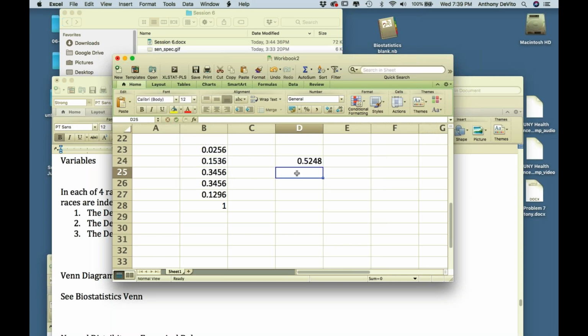I could also do it this way. What's that? How come 3 and 2 are the same? Chance. Just the way it came out.